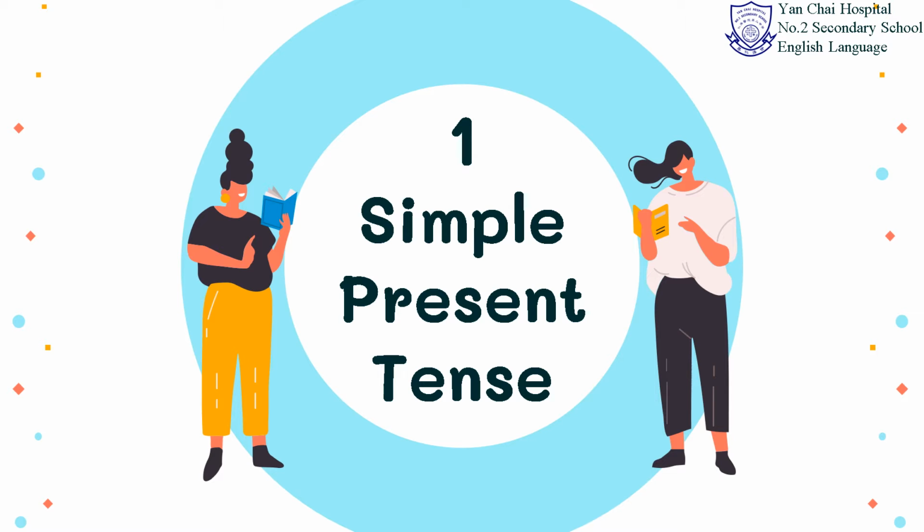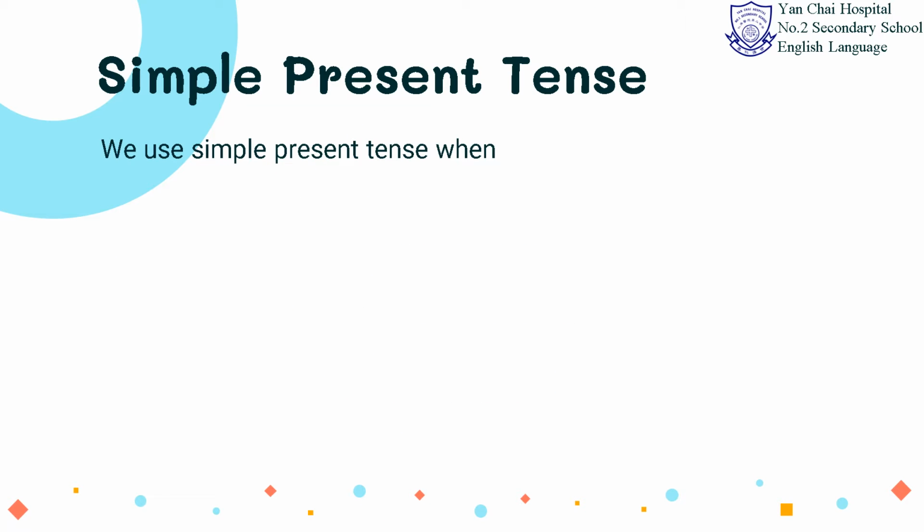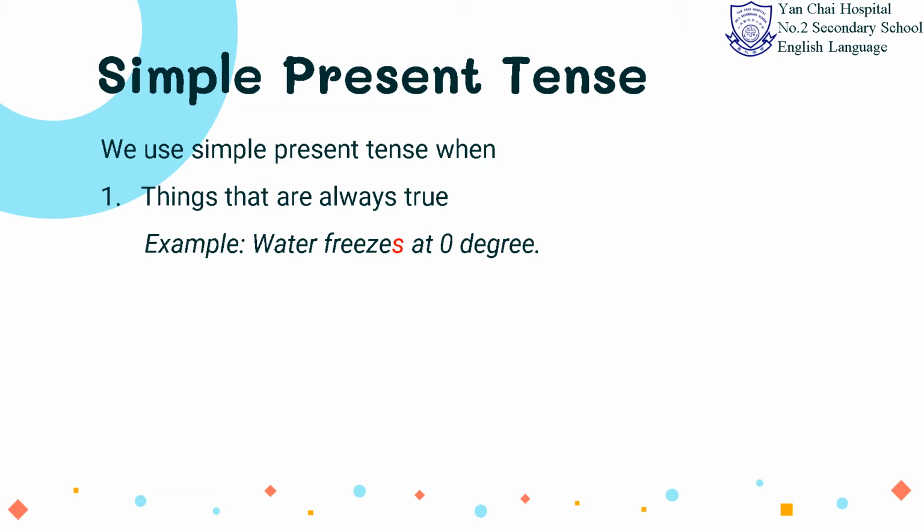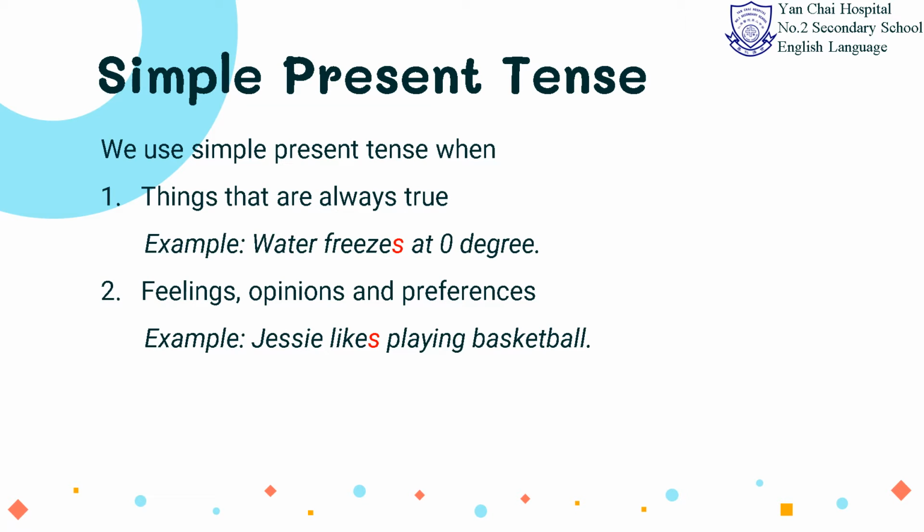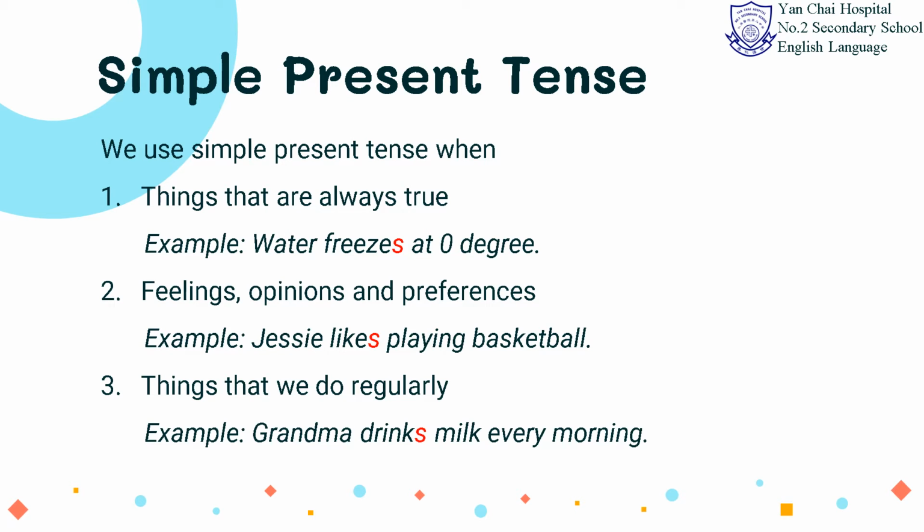Part 1. Simple present tense. We use simple present tense for things that are always true. Example: water freezes at 0 degrees. Feelings, opinions, and preferences. Example: Jessie likes playing basketball. Things that we do regularly. Example: Grandma drinks milk every morning.